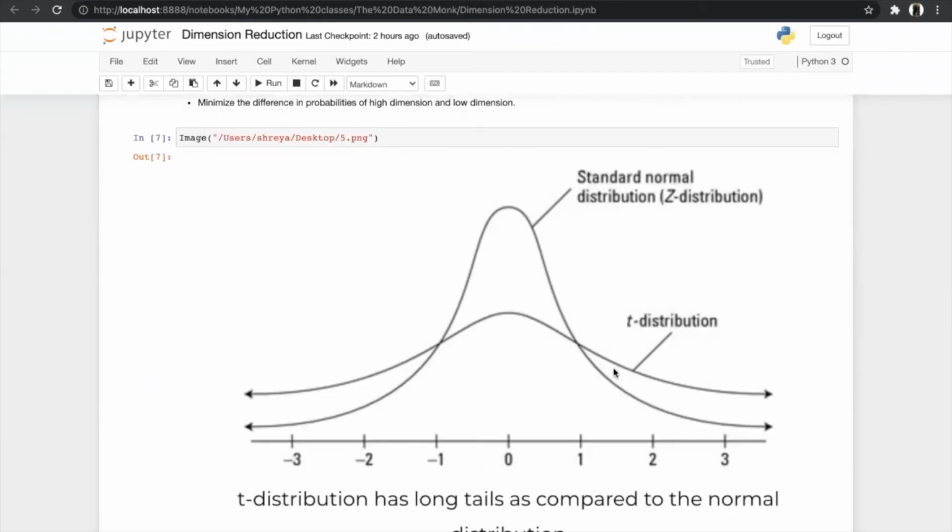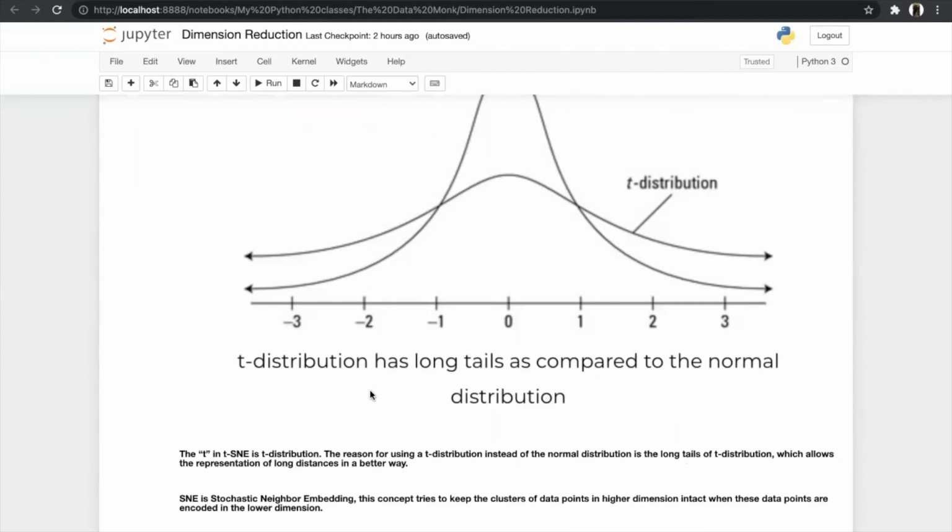As you can see, our t distribution has long tails as compared to the normal distribution. This is our normal distribution, and this is our t distribution, which is more flat but has long tails as compared to the normal distribution. The t in t-SNE is the t distribution, like this t distribution curve, and the reason for using the t distribution instead of the normal distribution is its long tail, which allows the representation of long distances in a better way.